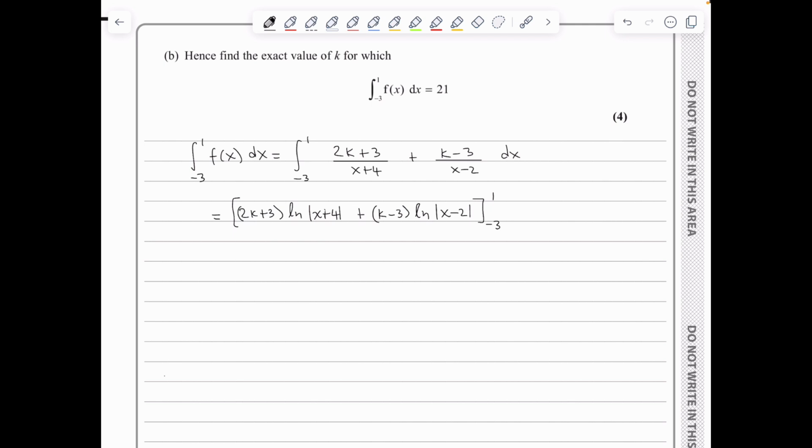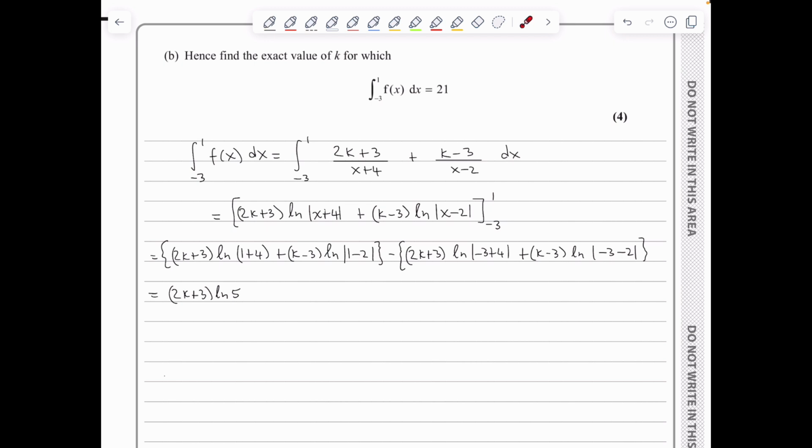So I will start by substituting the upper limit. So we get 2k plus 3 times ln of 1 plus 4. The upper limit is 1, plus k minus 3 times ln of the absolute value of 1 minus 2, minus the lower limit substituted, which is 2k plus 3 ln of negative 3 plus 4. And then it's k minus 3, and we've got ln of negative 3 minus 2. So this will lead to 2k plus 3, and we've got ln of 5.